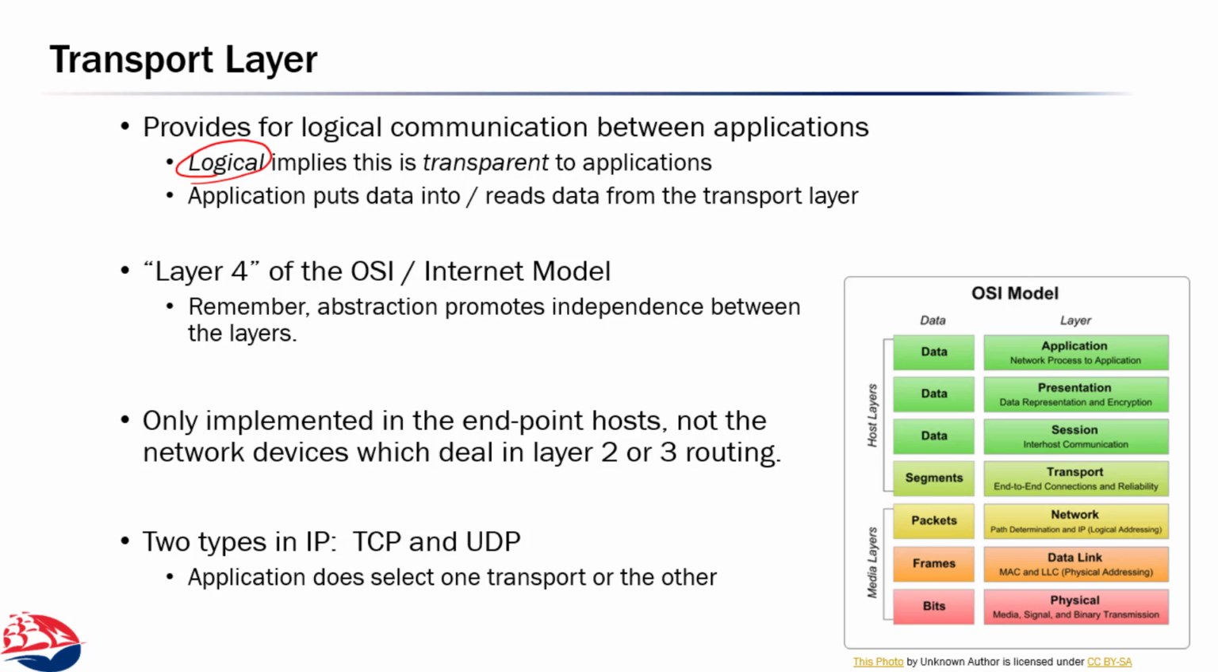The application reads and writes data to the transport layer, and somehow, whether it be by black magic or sheer luck, data gets to the remote side and back again, right? So different kinds of transport layers are going to have different kinds of properties, but our goal is that the application developer doesn't have to worry about those.